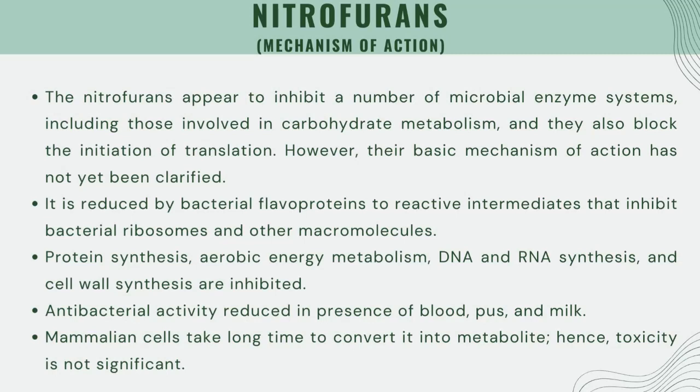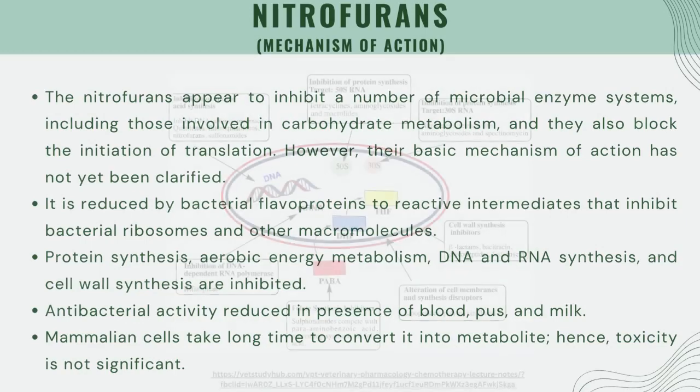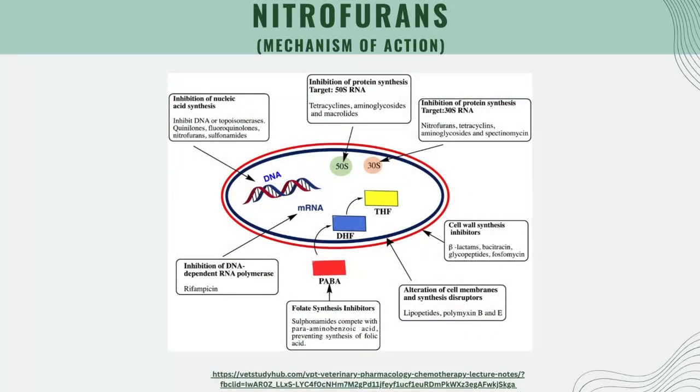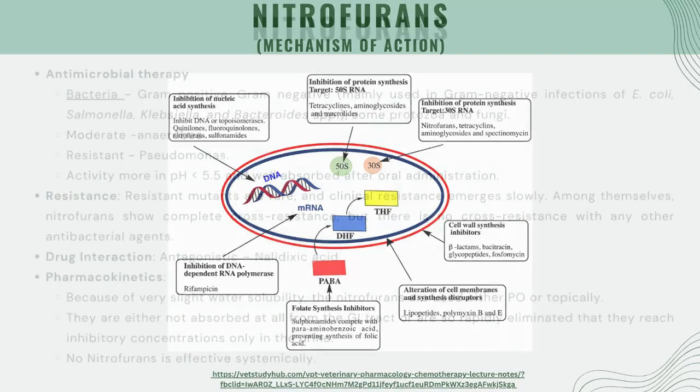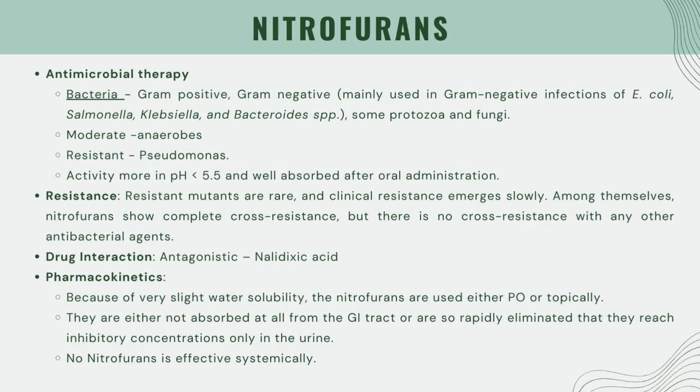Antibacterial activity is reduced in the presence of blood, pus, and milk. Mammalian cells take a long time to convert it to a metabolite, hence toxicity is not significant. Here is the mechanism of action of nitrofurans inhibiting a number of microbial enzyme systems. Nitrofurans are used for gram-positive, gram-negative bacteria, some protozoa, and fungi. They are moderately active against anaerobes, and Pseudomonas are resistant. They have more activity at pH less than 5.5 and are well absorbed after oral administration.